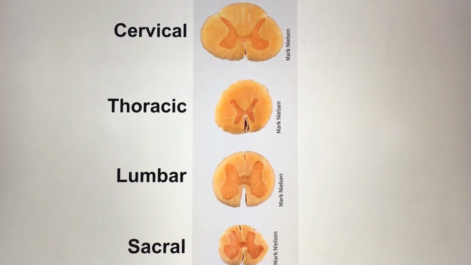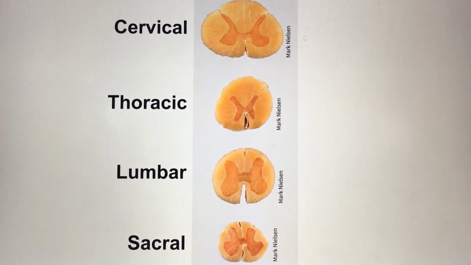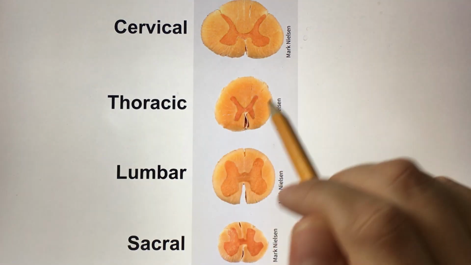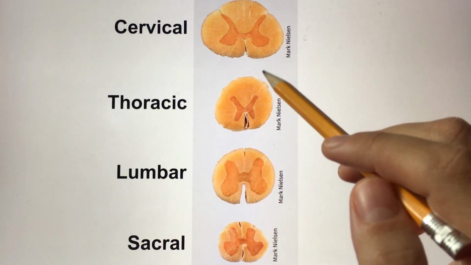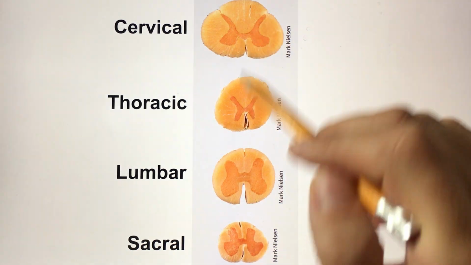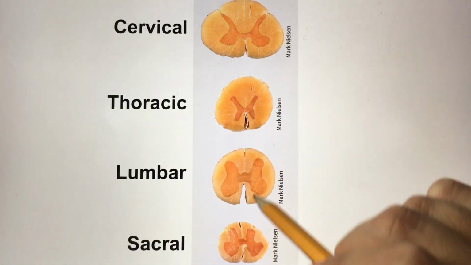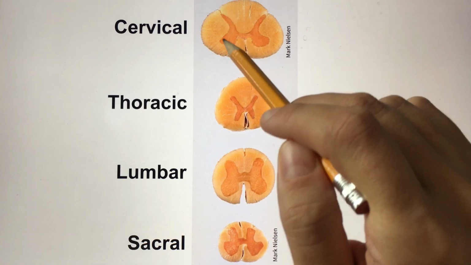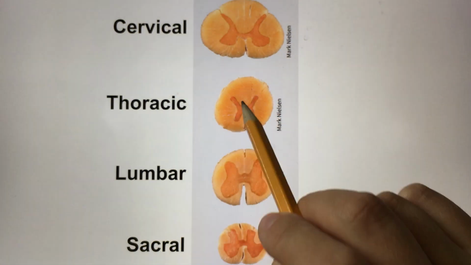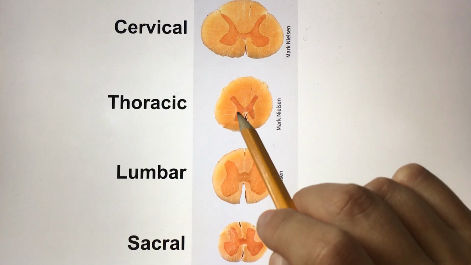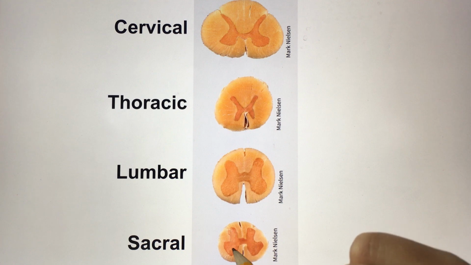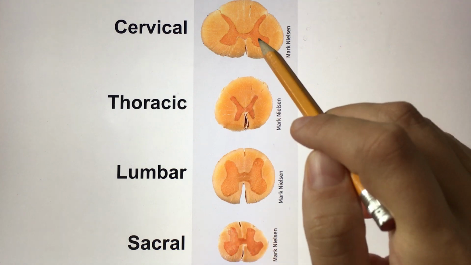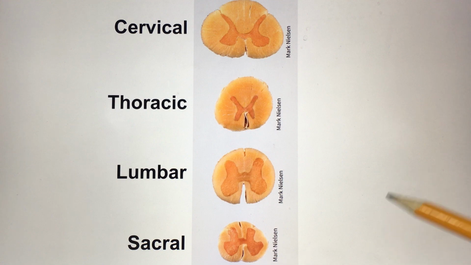Here's the cross-section of the spinal cord in different areas. This is going to be the cervical spinal cord, thoracic, lumbar, and sacral. And this is showing the shape of the gray matter. This is going to be lots of gray matter in the cervical region, less gray matter in the thoracic region, a lot more gray matter in the lumbar region, and some gray matter, about the same amount, in the cervical and sacral region.